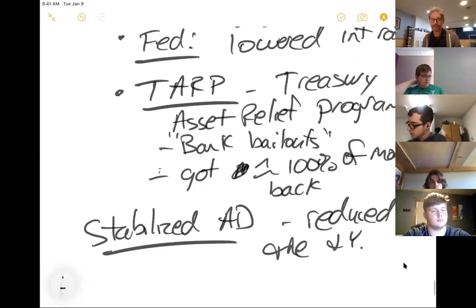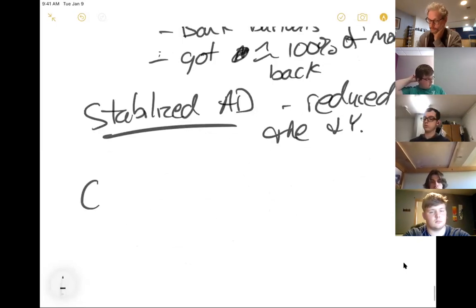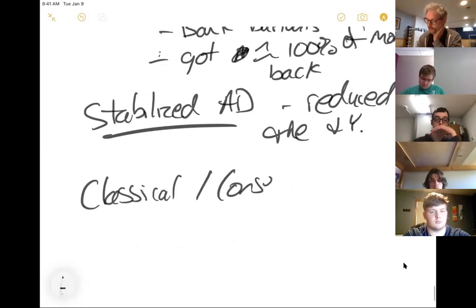And it reduced the size of the fall in output. Not perfectly, but somewhat. But let's go back to this classical conservative critique.